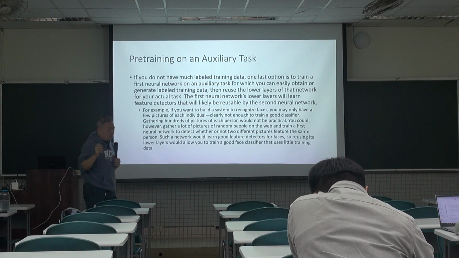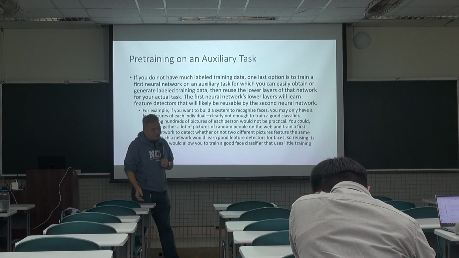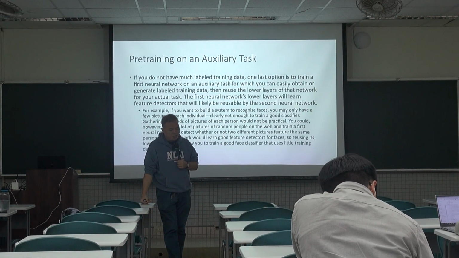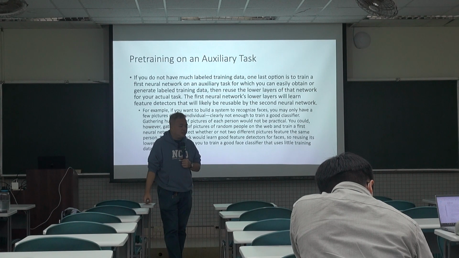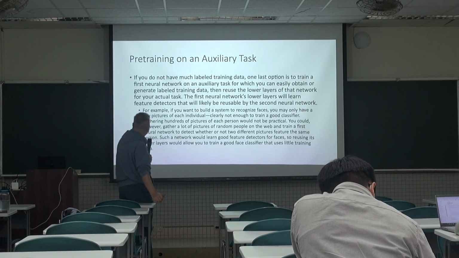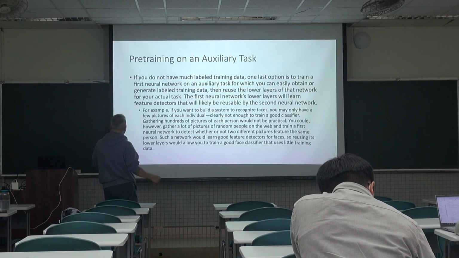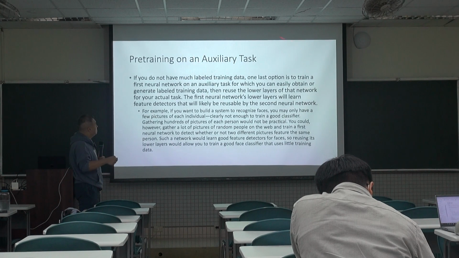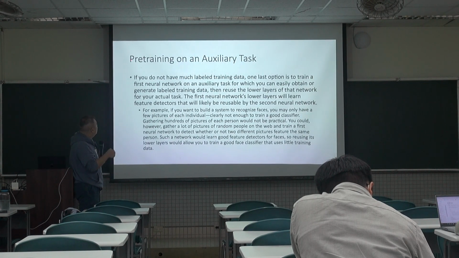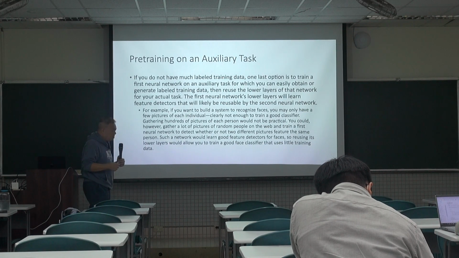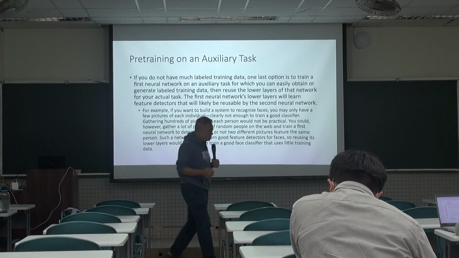So unsupervised pre-training is the second technique you could use when you do not have a lot of labeled data. There's a third technique you could use in case you do not have a lot of labeled data, which is called auxiliary task. Pre-training on auxiliary task. What is this? It's kind of interesting.